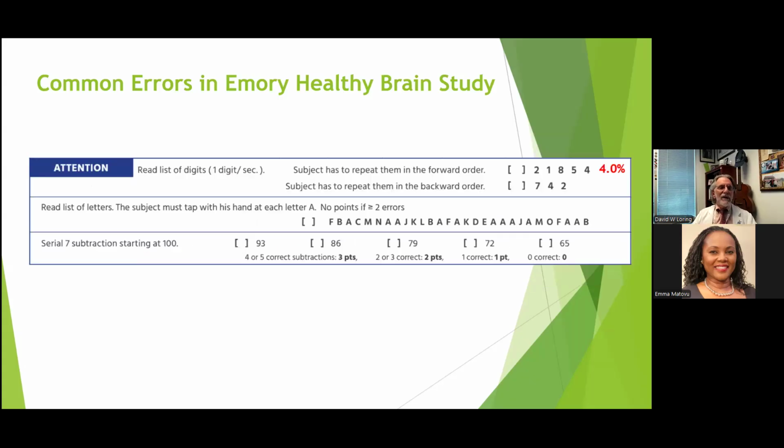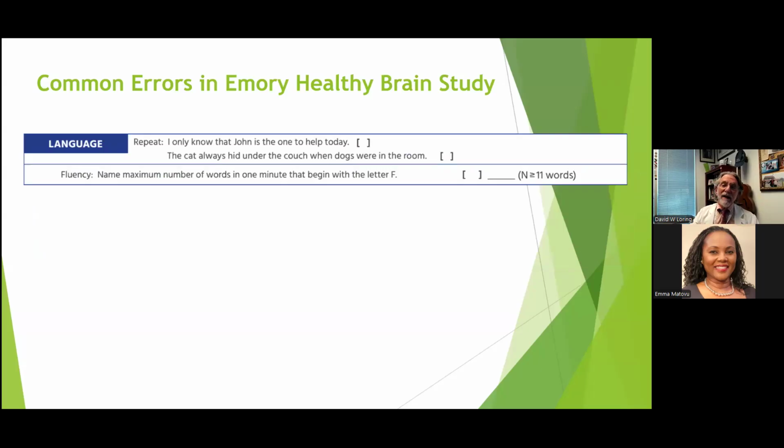So let's take a look at the attention ones. Forwards, people pass quite well. Similar, no particular disproportionate error rate associated with the backwards order. A little bit more with the tapping, attention tapping. And the highest in this domain, not surprisingly, is the serial sevens. For those of you who routinely give this, people will very frequently say, I can't do that, I can't do math. There's still this math anxiety that seems to get worse as you get older. So it's not surprising to me that this was a relatively high error rate.